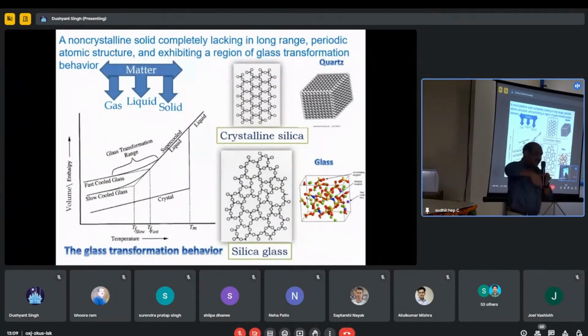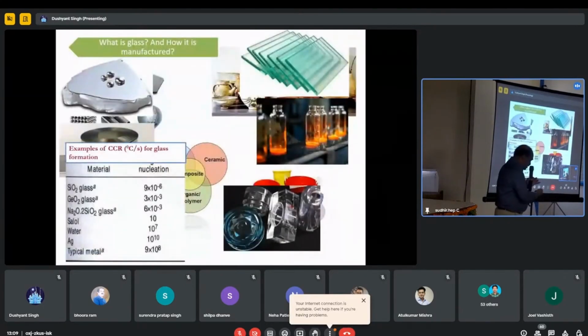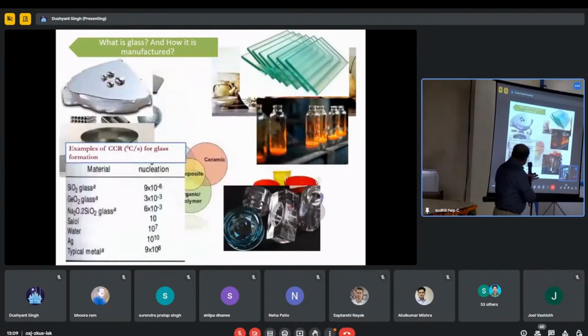If you melt a glass and avoid crystallization, we end up with a supercooled liquid. It is basically a solid, but having a liquid structure. That's why we call it a supercooled liquid.